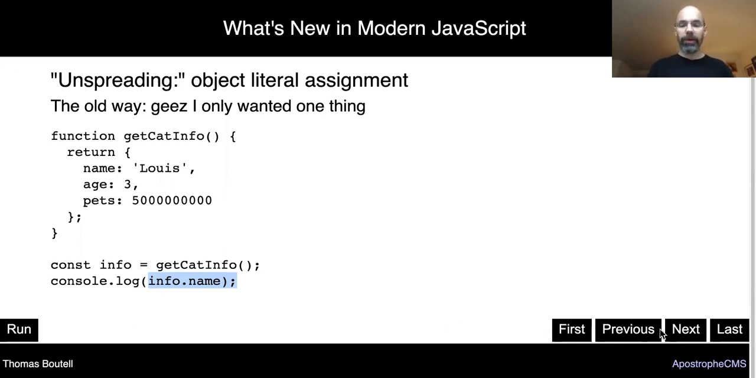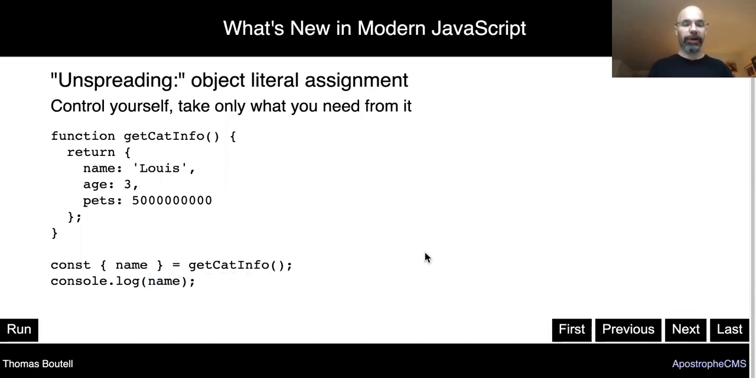So I can use so-called unspreading to pull out properties of the object that I'm actually interested in. I can write const curly braces name equals get cat info. When I do that, I now have just the name pulled out as a constant, and I don't have to type cat.name, info.name, whatever, over and over to get at those things. This can be really handy, and it can also be really handy when you use something very like it for arguments. I'll show you that in a minute.